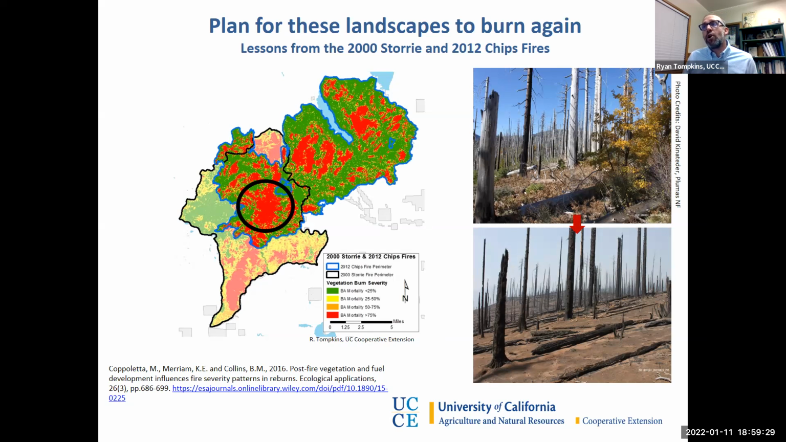And you can see in the photo pair, two photos taken from the same place, the very real world consequences that reburns can have and are having. And we're seeing increase in this type of fire behavior and fire severity, particularly in the Northern Sierra Nevada and the areas that I work in. So as you think of your post-fire restoration plans, I really want you to think about how these landscapes may burn again, and build that into your strategy and your tactics.